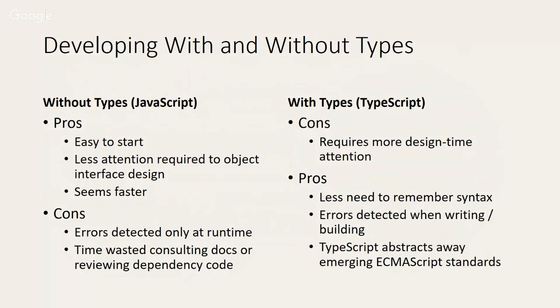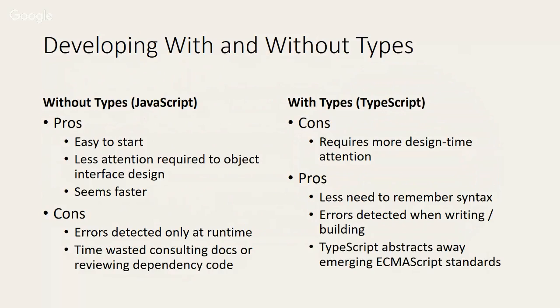But there's also some cons that come along with that. And the main one is that any errors that you write can really only be detected at runtime, not while you are developing. There's a lot of time that you can waste consulting documentation or reviewing the dependency code tree that you may have created because you don't have the help of types. So with types, some of the negatives is, well, it's going to require more design time attention.